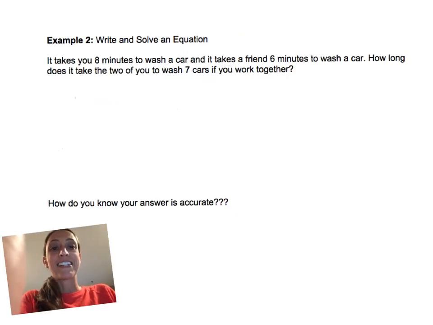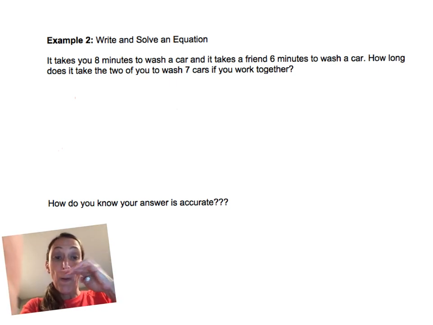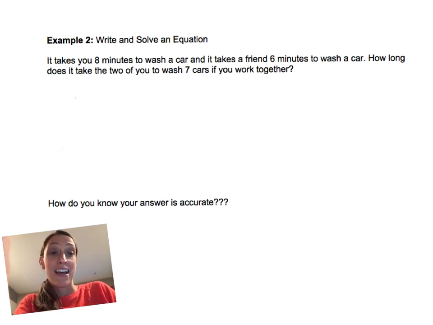So now we get to the lesson where we get to apply our algebraic understanding. So instead of doing step 1, do this, step 2, do this, we kind of get to apply our thinking and just kind of see how this stuff plays out in the real world. So we have our word problem. I'm going to do a couple.